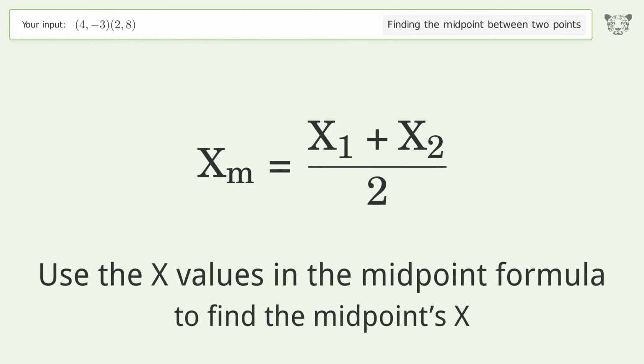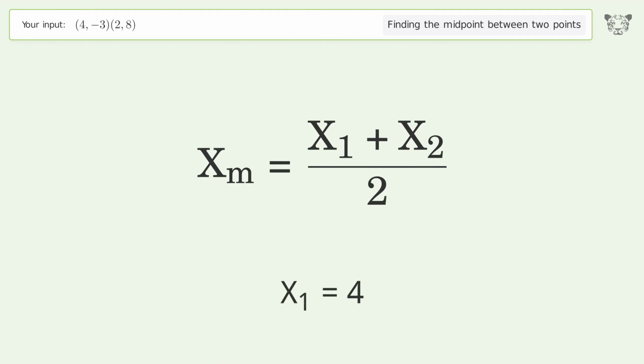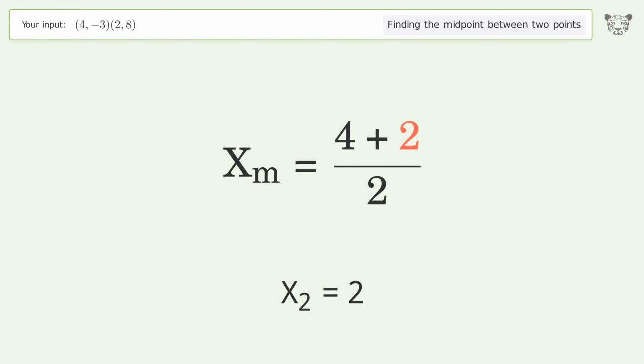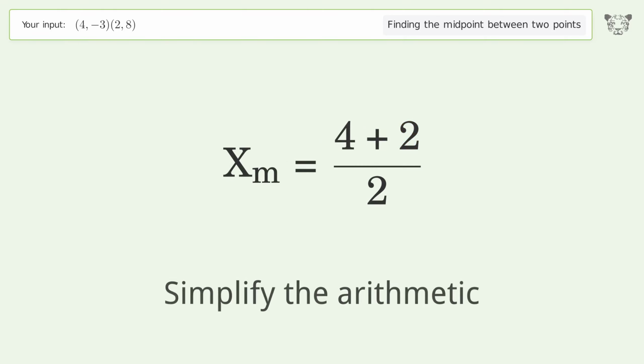Use the x values in the midpoint formula to find the midpoints x. x1 equals 4. x2 equals 2. Simplify the arithmetic.